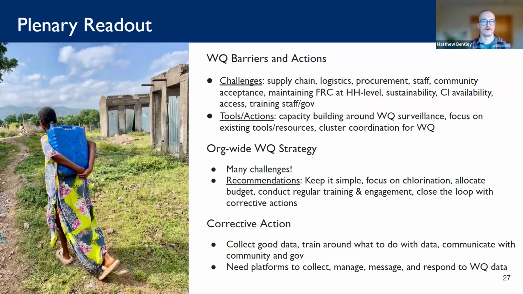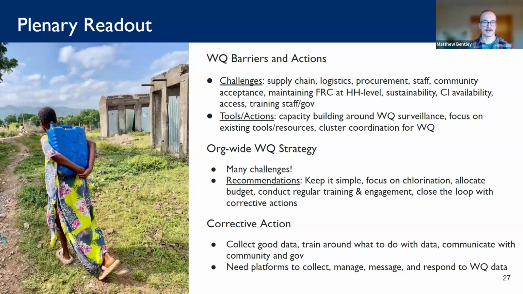So, moving on to the second breakout groups, we had the organization-wide water quality strategy breakout groups, and then a corrective action group. Under the organization-wide water quality strategy, a lot of challenges came up. There are a lot of challenges to get water quality implemented well across an organization, particularly for international NGOs. The recommendations that came out were to keep it simple and to focus on the really critical components, particularly chlorination, because that is the most important for acute risk, and also relatively easy to measure. Focusing on chlorination can simplify the plan.